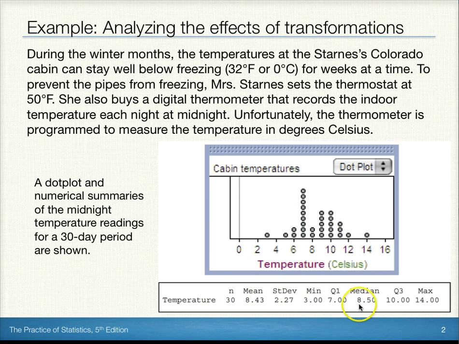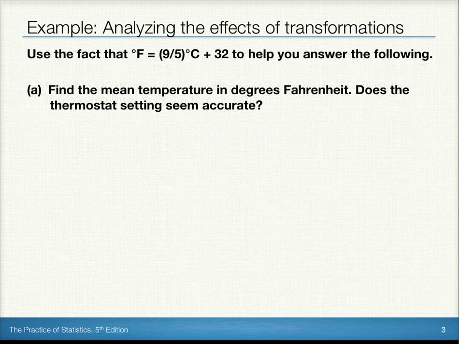And also we have our summary statistics here, both the mean and standard deviation, about 8.43 degrees Celsius on average with a standard deviation of 2.27 degrees. And we also have our 5-number summary. Now let's use the fact that degrees Fahrenheit equals 9/5 times the degrees Celsius plus 32 to help answer the following. First, let's find the mean temperature in degrees Fahrenheit.